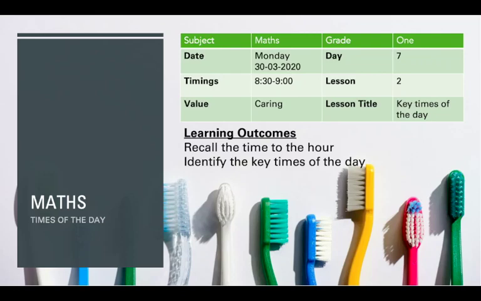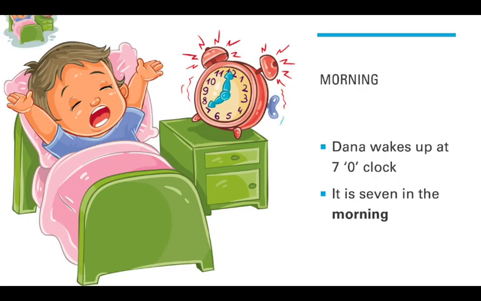Today's lesson. Today we are going to continue with the concept of time, and we are going to learn the different times of the day and recall how do we read the time on a clock. Right, let us look at the picture over here. On this clock, we have the minute hand pointing at the 12 and the hour hand pointing at the 7. So remember, the time is now 7 o'clock.